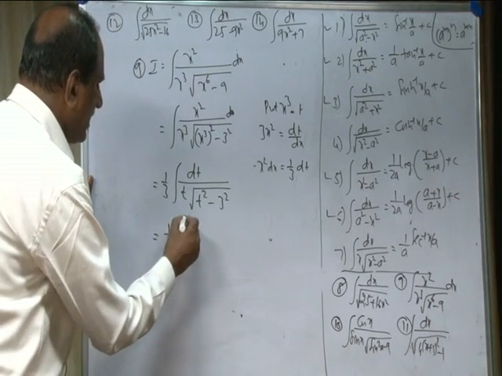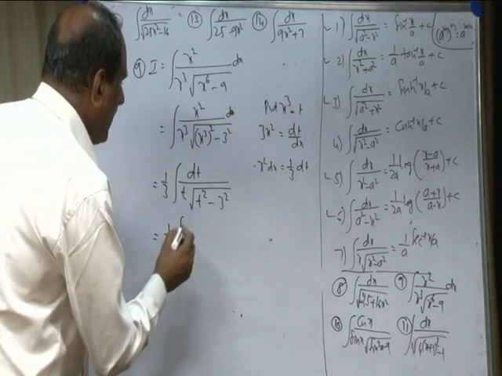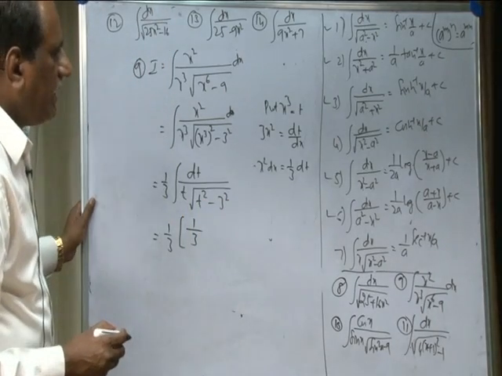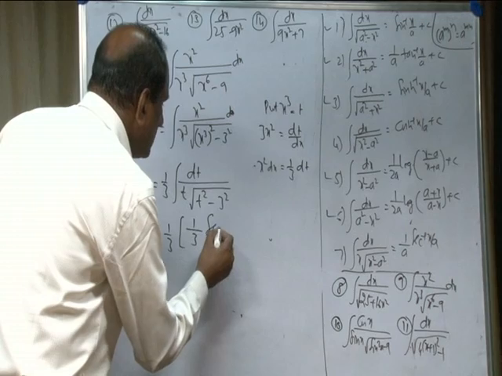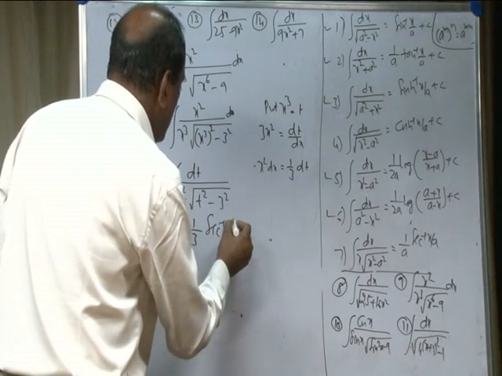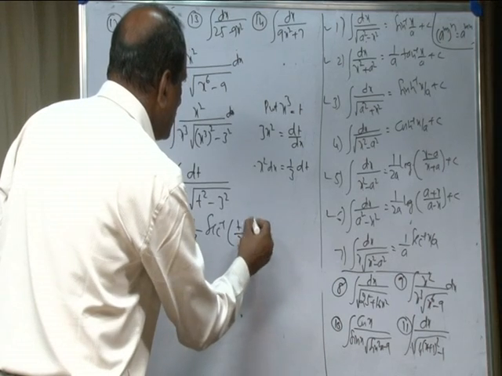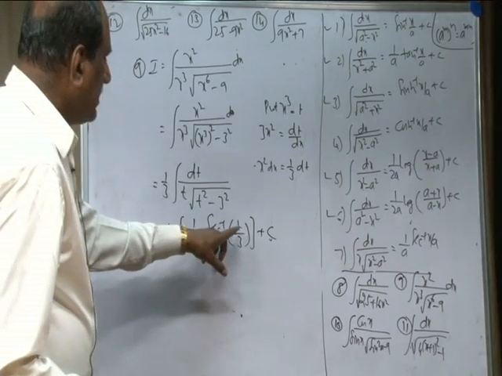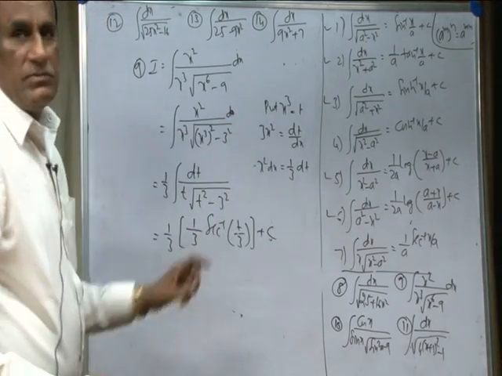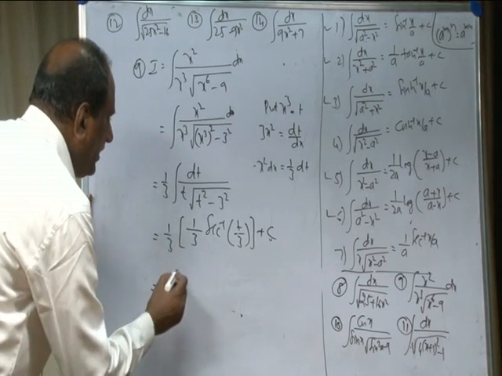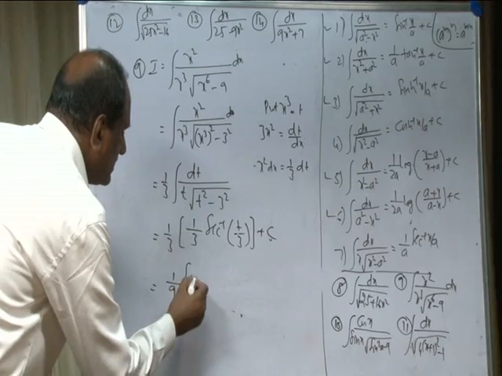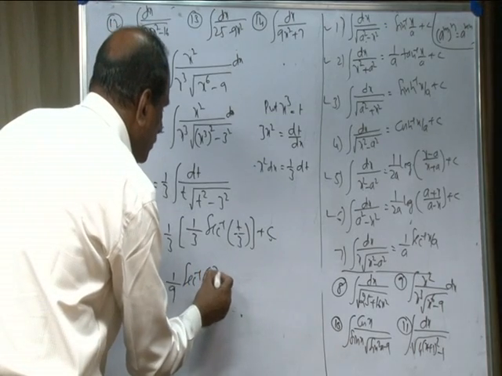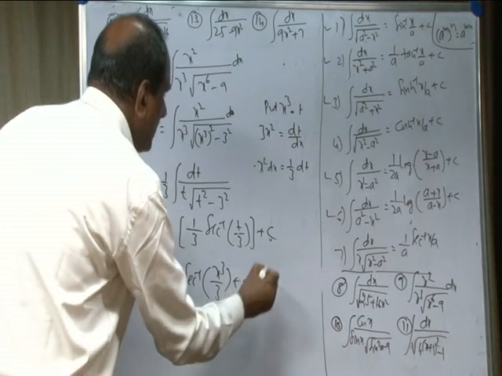So, 1 by 3 is a constant outside. Here 1 by a is 1 by 3, x is t, a is 3. So, 1 by 3 secant inverse x by a, where x is t and a is 3. Write, after integration, constant of integration c. Now we can substitute t is equal to x cube, the given variable: 1 by 3 into 1 by 3, that is 1 by 9 secant inverse t by 3. What is t? t is x cube by 3 plus c, constant of integration.